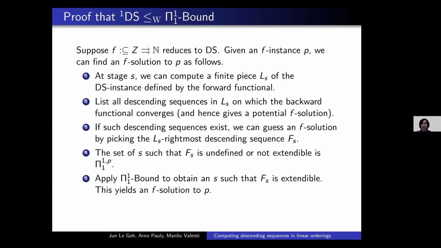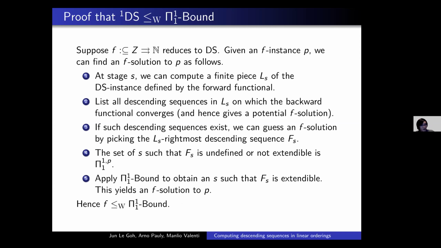And then we just apply the backward functional that gives us a number, and that number is guaranteed to be an F solution to P. So that completes the proof. That shows that we've constructed a Weihrauch reduction from F to power 1 bound, right? First, we're given an F instance P, then we can define the power 1 set as in point number 4. And then to go back from a power 1 bound solution, that's the s here, we compute the f_s, and then we apply the backward functional that was given, which gives the F solution to P.